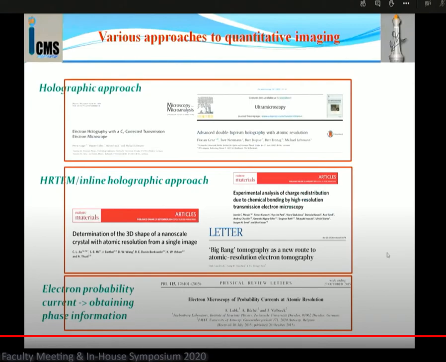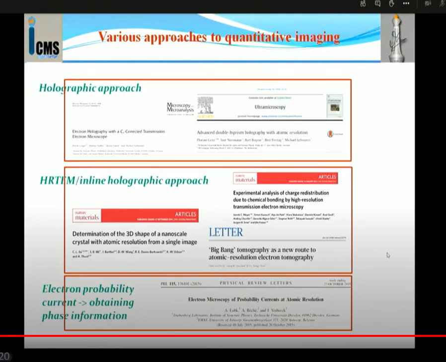So now there are examples in the literature. So you can do quantitative imaging following different routes. You can follow the holographic approach. You can follow the HRTEM approach, and there are also other methods like electron probability current.